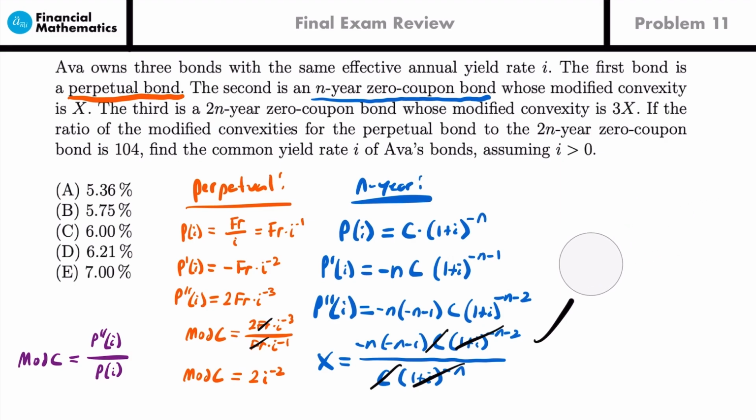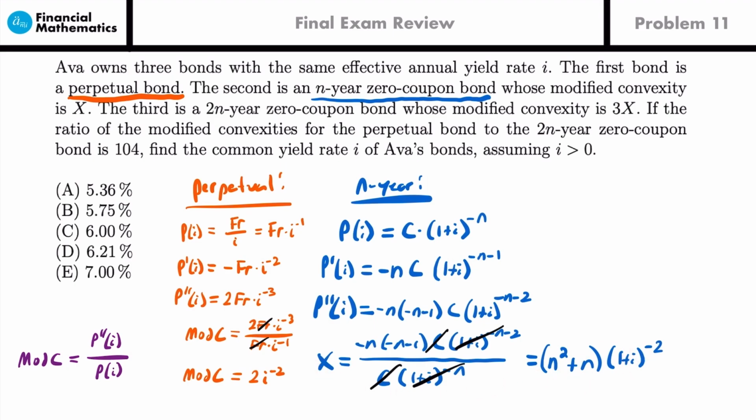So here is what we have left. The modified convexity x is equal to negative n times negative n minus 1. I'm going to distribute that negative n through that quantity. You'll have positive n squared plus n, and that will be multiplied by that quantity of 1 plus I to the power of negative 2. Okay, so that right there would be the modified convexity for the n-year bond. X is equal to this expression.